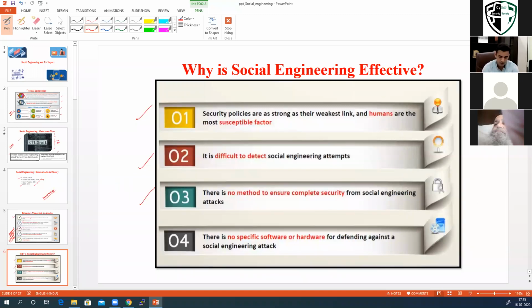Okay, third, there is no method to ensure complete security. Like we say in security that 100% security is a kind of myth. So that is why there is no method to ensure complete security. Okay. And finally, there is no specific software or hardware for defending against these kinds of attacks. Like for a virus you will have the antivirus, you will have the entire malware systems. There are too many things. Okay. But for a social engineering attack, I can say a particular kind of awareness will help you out. Okay. So this is the main reason why these are so effective these days. So we'll go into them one by one. We'll take some examples also.